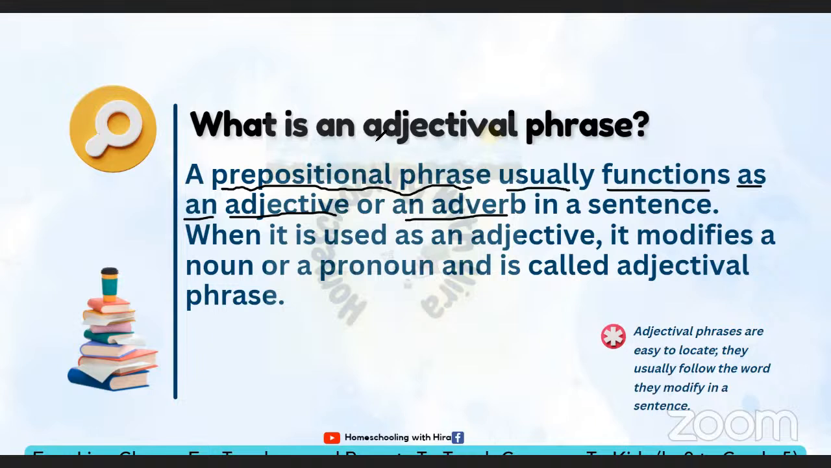So what are adjectival phrases? They are also prepositional phrases. They also begin with a preposition, but they function as an adjective. Adjectival phrases है यानी कि वो prepositional phrase अगर adjective की तरह काम कर रहा है, it modifies a noun or pronoun, so it is called an adjectival phrase.